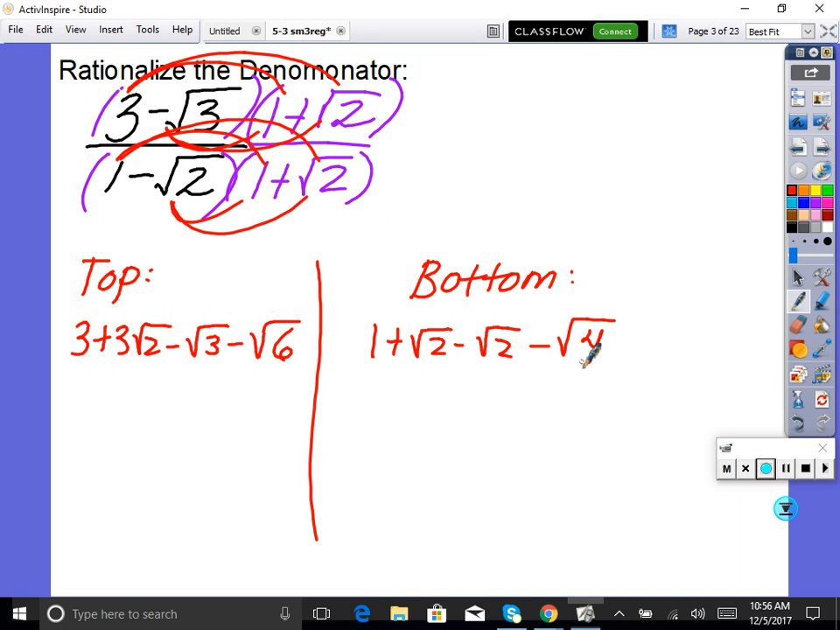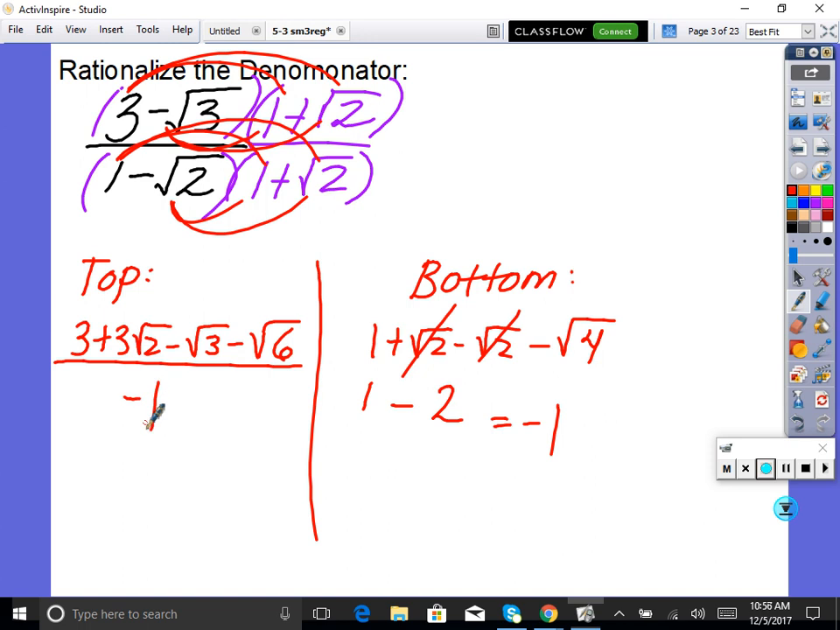So on top, you should be looking at this: 3 plus 3 root 2 minus root 3 minus root 6. Sweet. Then nothing can combine. On bottom, we're looking at this, and my middle terms cancel out. So now we have 1 minus 2, which is? So we have all that stuff divided by negative 1.